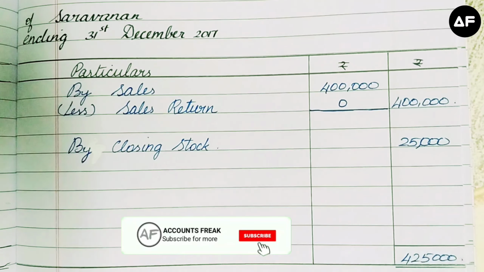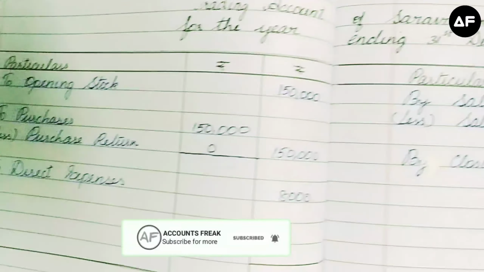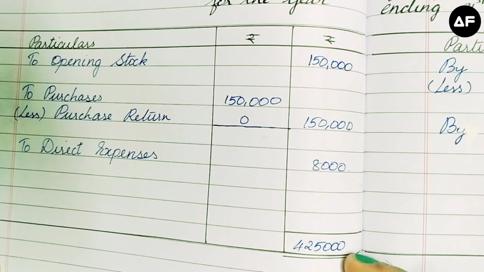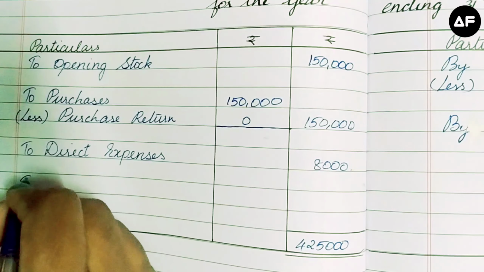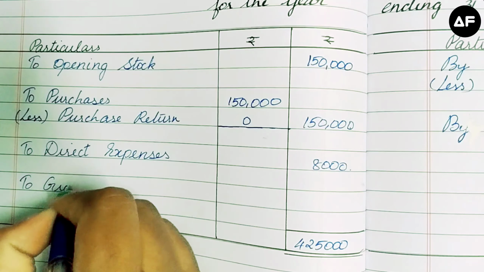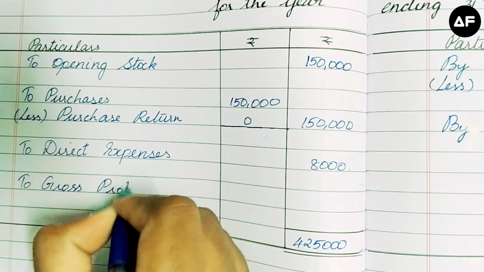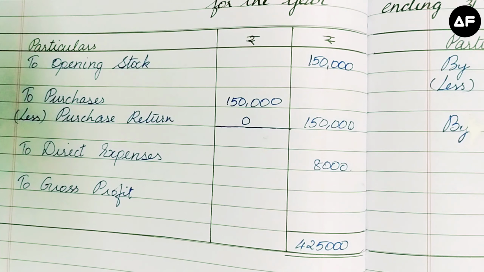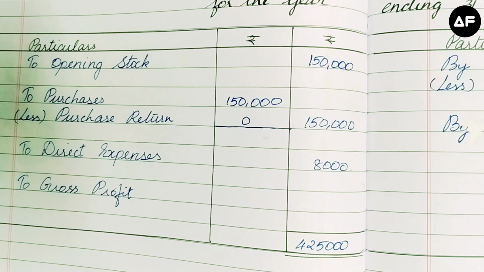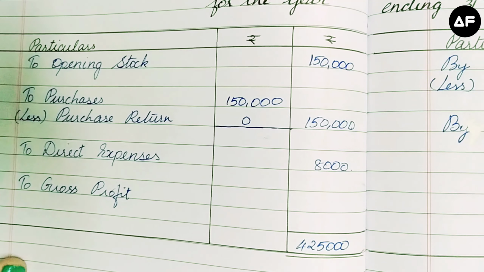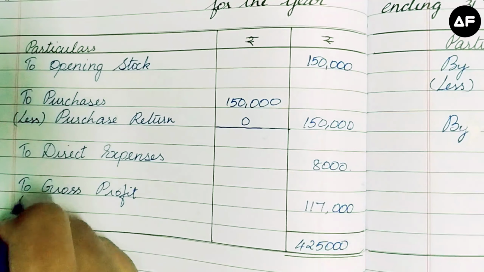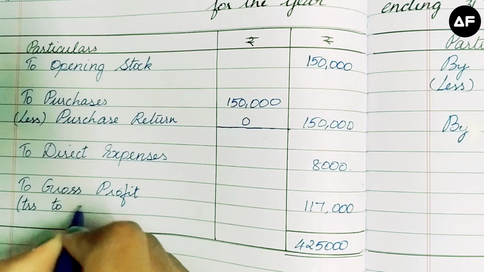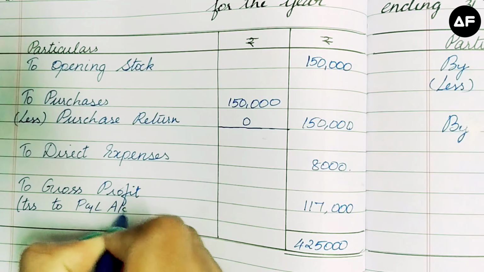After that, we move to the side which has the least total, the debit side. Since it has the least total of 3,08,000, the gross profit falls on the debit side. Therefore, to gross profit: 4,25,000 minus 3,08,000 is rupees 1,17,000 as the gross profit. Gross profit must be transferred to the credit side of the profit and loss account.